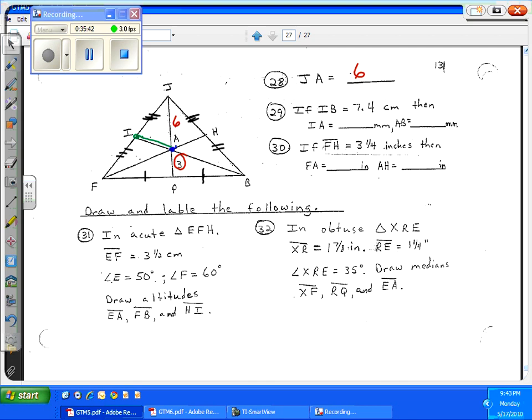If IB, this whole thing, is 7.4, then IA is a third of that. So we would have to take 7.4 divided by 3. 3 goes into 7 2 times. You get 6 with 1 left over. Bring down a 4.